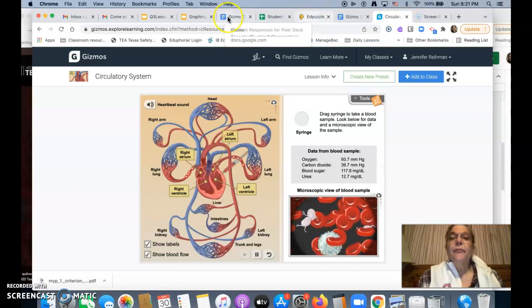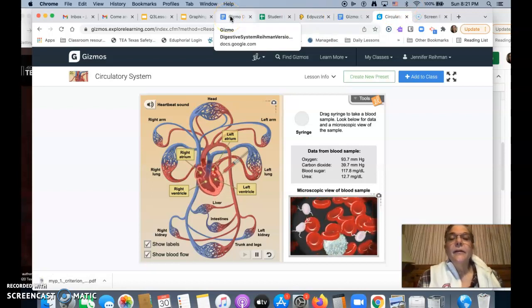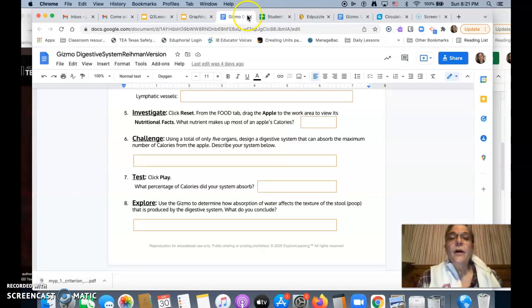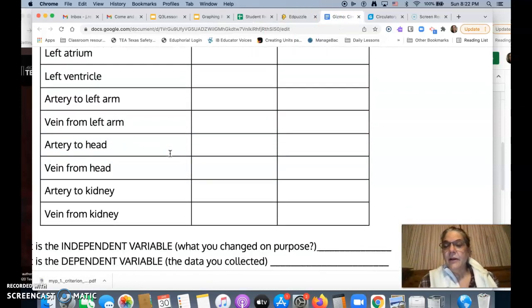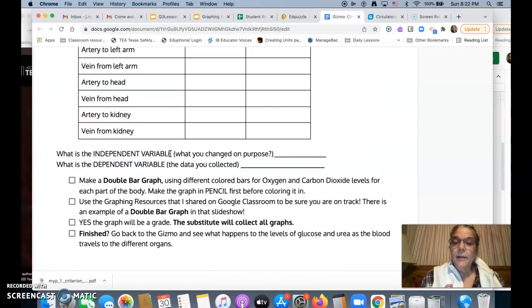At any rate, I am getting distracted. So that's not what you're going to be doing. Once you're done getting all of this data, you're going to make a double bar graph. There are colored pencils in my room. Y'all know where they are. I know there's going to be someone in your class who does. But remember, you make your graph in pencil first before coloring it.